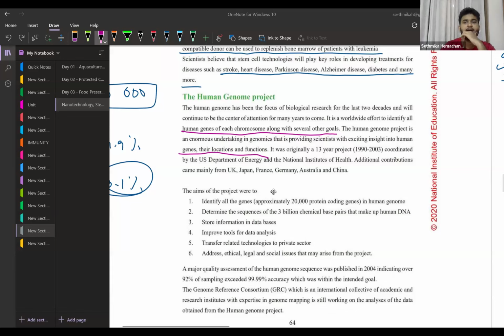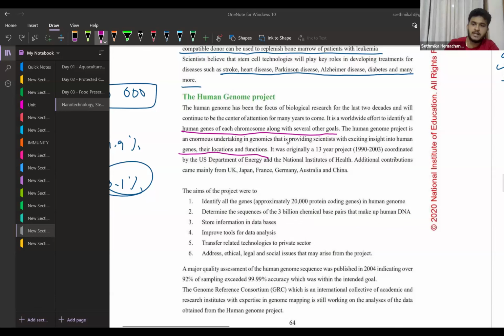It's called a locus, not an allele, right? Alleles are basically variations in a gene, two different variations. The locus is the location of a gene. The location of a gene is a locus, or loci is the plural word.